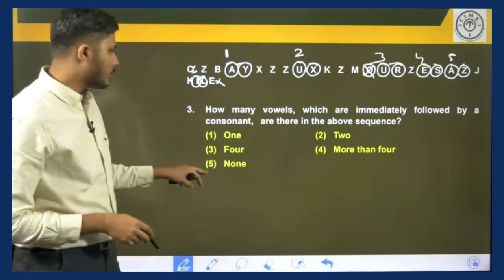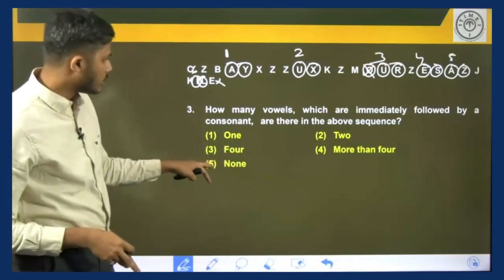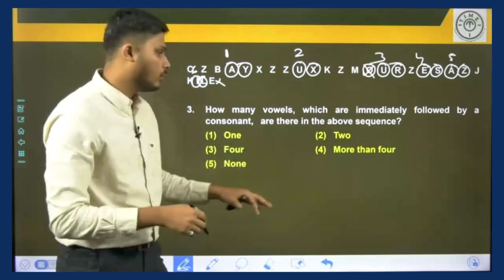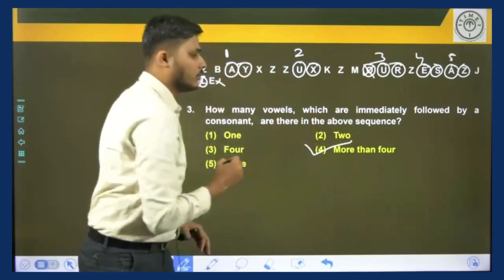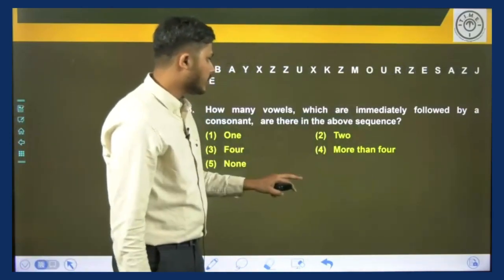So now looking at the options, we have given 5 options and none of the options has 6, but we have an option more than 4. So option 4 is the right answer. So now let's move on to the next question.